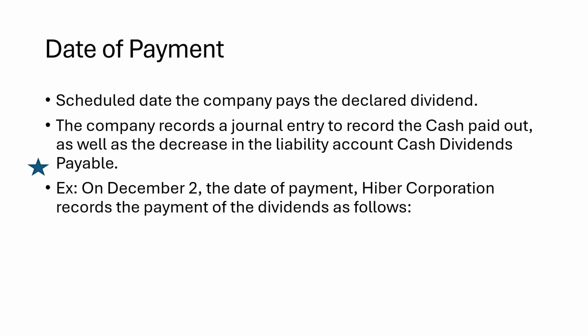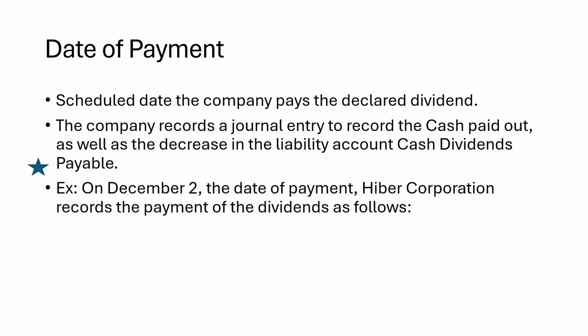The date of payment. This is when the cash dividend will actually be paid out. So the company will record a journal entry to decrease the cash that's being paid out, and also to take the liability of the dividends payable off the books.